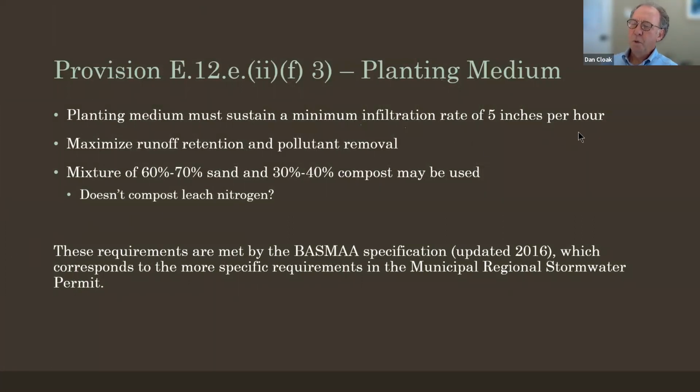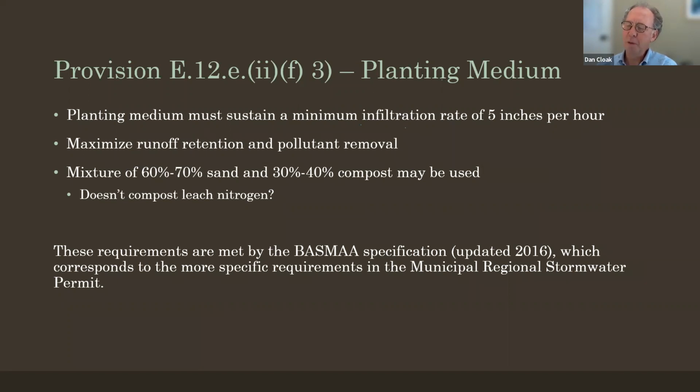All right, so this is what's in provision E12E to F3 for the planting medium. It has to sustain a minimum infiltration rate of 5 inches per hour. It has to maximize runoff retention and pollutant removal. And then it says a mixture of 60 to 70% sand and 30 to 40% compost may be used.